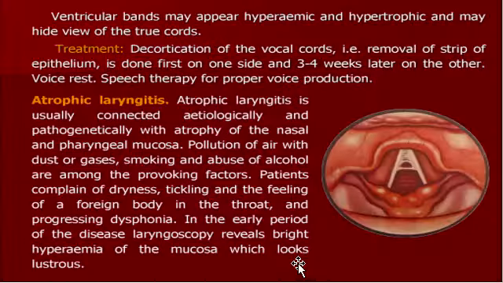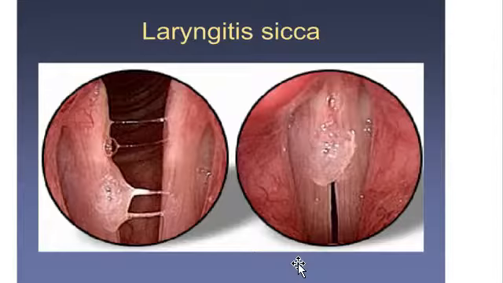Now about atrophic laryngitis. It's usually connected etiologically and pathogenetically with atrophy of the nasal and pharyngeal mucosa, and pollution of air with dust or gases. Smoking and abuse of alcohol are among the provoking factors. Patients complain of dryness, tickling, the feeling of a foreign body in the throat, and progressing dysphonia. In the early period of the disease, laryngoscopy reveals bright hyperemia of the mucosa, which looks lustrous. Now, this is an example of laryngitis sicca.